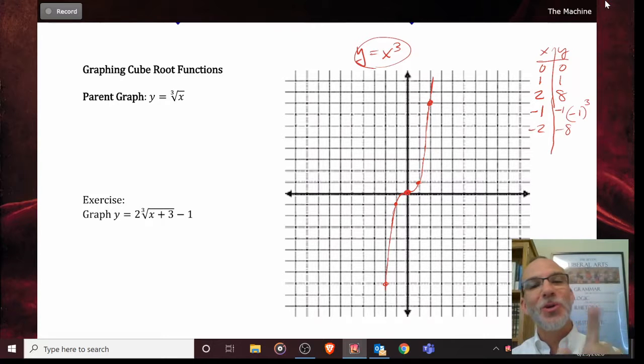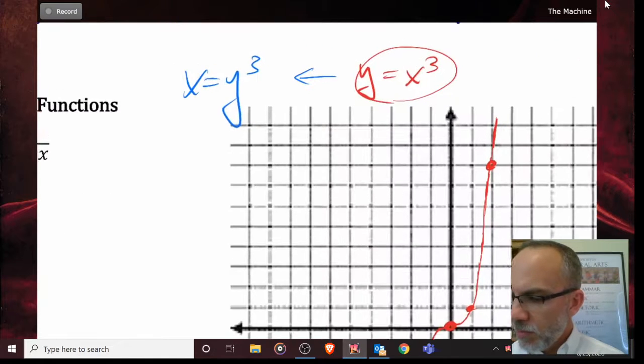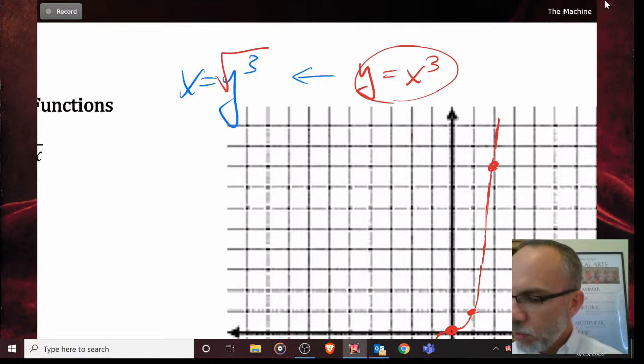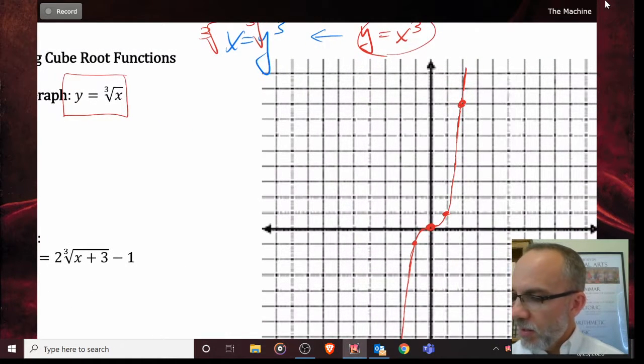We're doing cube root. Well, cube root is just the inverse function of that, right? If I were to do the inverse function, and I'm just going to work this way, I would switch my x's and y's. So then x is equal to y cubed. Well, how do I solve that for y then? Well, you would undo the cube by cube rooting the left and cube rooting the right. And so then I get this right here. Okay, the parent graph: y is equal to the cube root of x.